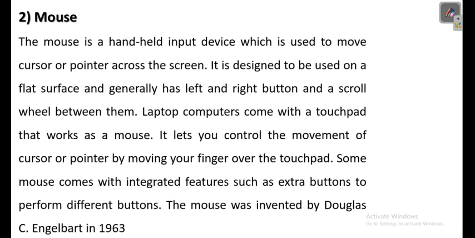Mouse is a handheld input device which is used to move the cursor or pointer across the screen. It is designed to be used on a flat surface and generally has left and right buttons and a scroll wheel between them. A laptop computer comes with a touchpad that works as a mouse. It lets you move the cursor or pointer by moving a finger over the touchpad. Some mice come with integrated features such as extra buttons to perform different functions. The mouse was invented by Douglas Engelbart in 1963. This is a picture of a mouse.